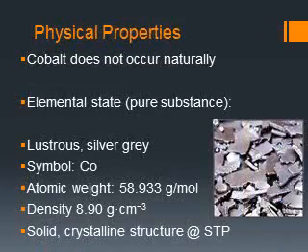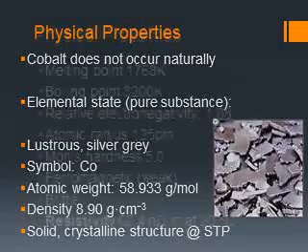Physical properties. Cobalt does not occur naturally. As the pure substance, cobalt is a lustrous silver-gray color. Average atomic weight 58.9. Density 8.9 grams per cc. It is a solid at standard temperature and pressure, and has a crystalline structure.